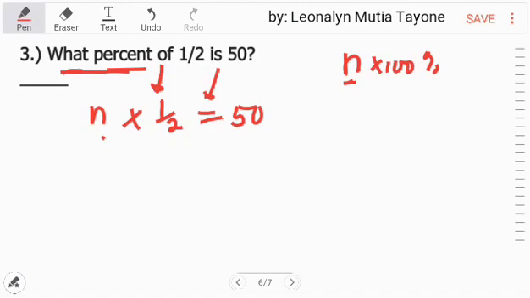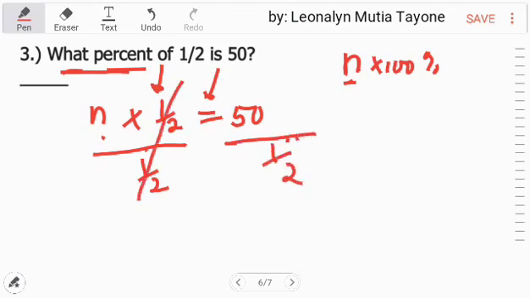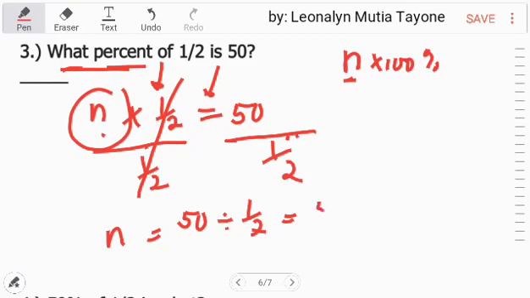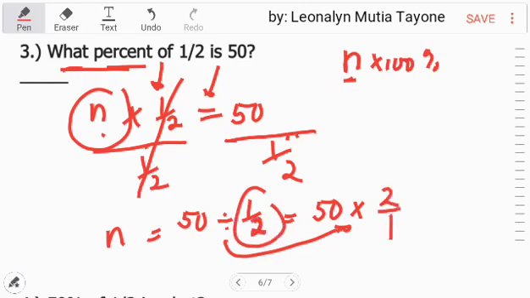Itong 1/2, kasi multiplication siya, i-divide natin sa kabila. Para sa nagtatanong kung bakit i-divide sa kabila, kung multiplication siya dito, pag ma-transfer na siya sa kabila, ay maging division. Bakit? Kasi nag-divide tayo ng 1/2 to both sides para ma-cancel out siya diyan at ma-isolate si n. So, ang equation natin ngayon ay n equals 50 divided by 1/2. Division of fraction tayo. Ang 50 kopyahin, ang division maging multiplication, at reciprocal ng 1/2 ay 2/1 or just 2, kasi ang lahat ng may denominator na 1 ay whole numbers. 50 times 2, and that is 100.